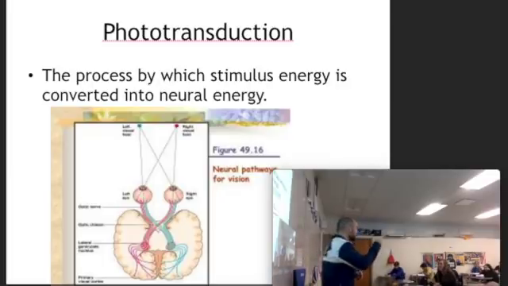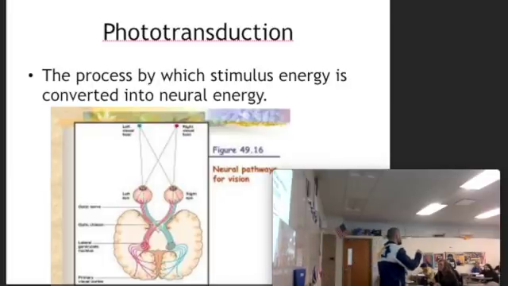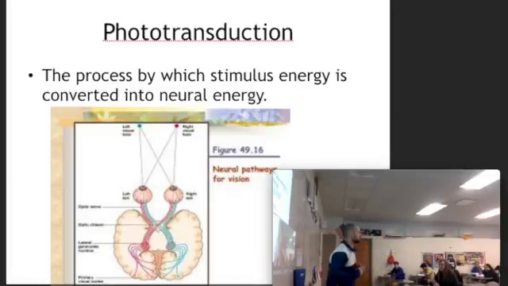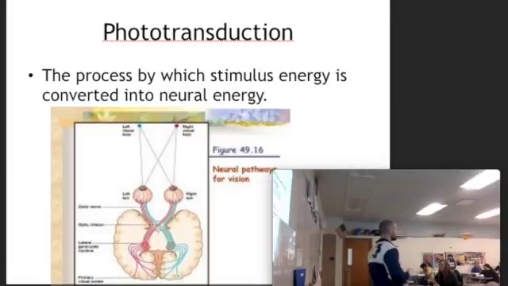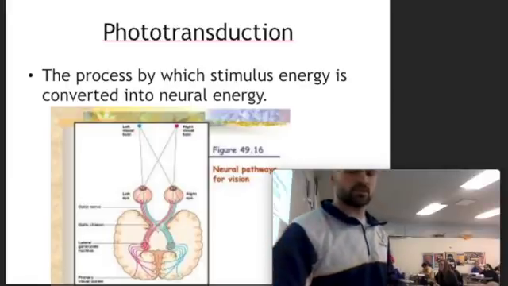Phototransduction is how we convert visual stimuli into something that our brain can understand, which is, of course, the language of our brains and our nervous system: neurons, neurotransmitters, electrical impulses, chemical processes. So we call that in the eyes phototransduction.